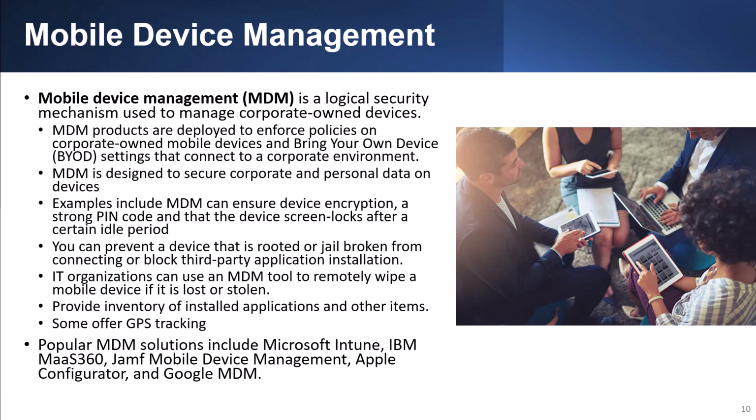Examples include: MDM can ensure device encryption, a strong PIN code, and that the device screen locks after a certain idle period. You can prevent a device that is rooted or jailbroken from connecting or block third-party application installations. IT organizations can use an MDM tool to remotely wipe a mobile device if it is lost or stolen. It can provide inventory of installed applications and other items. Some offer GPS tracking. Popular MDM solutions include Microsoft Intune, IBM MaaS360, JAMF Mobile Device Management, Apple Configurator, and Google MDM.